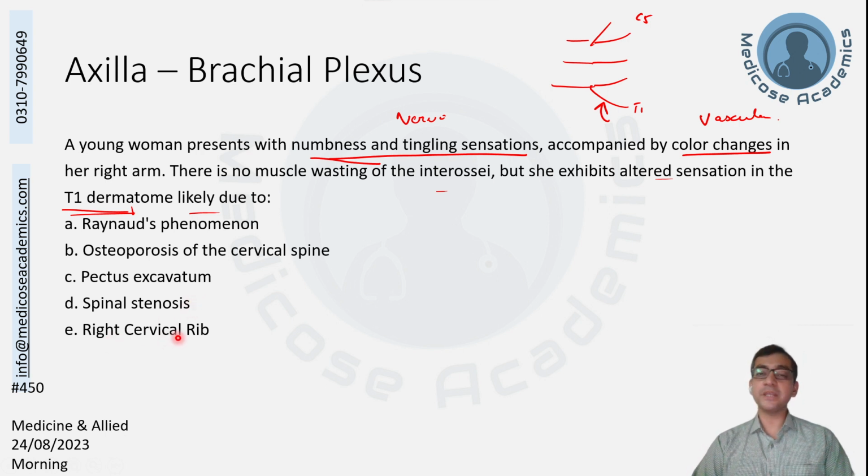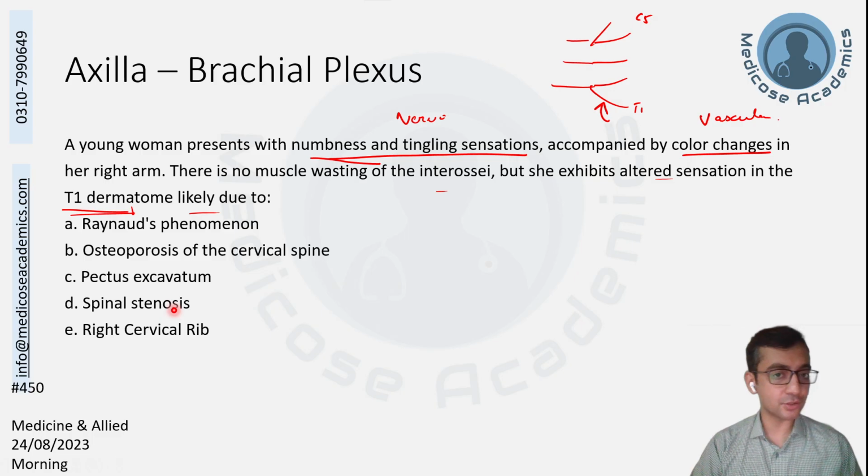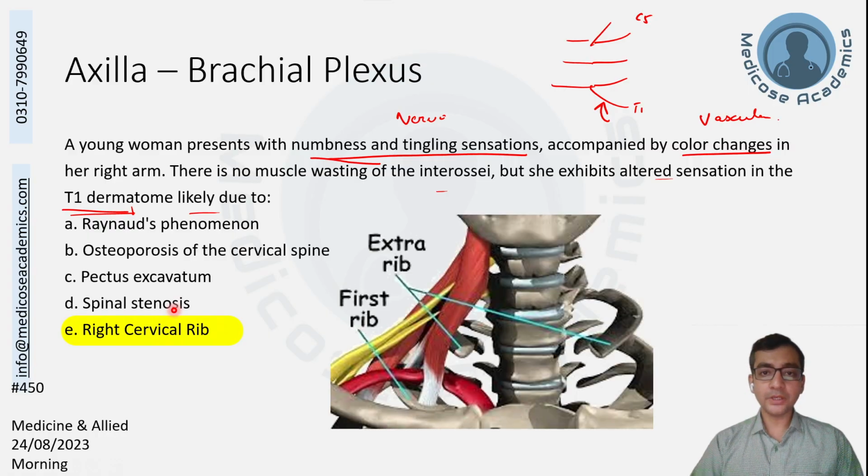And right cervical rib, yes, that's the correct answer, because it leads to thoracic outlet syndrome, because that's the extra rib. Like this is the first rib here, and this is the extra rib.